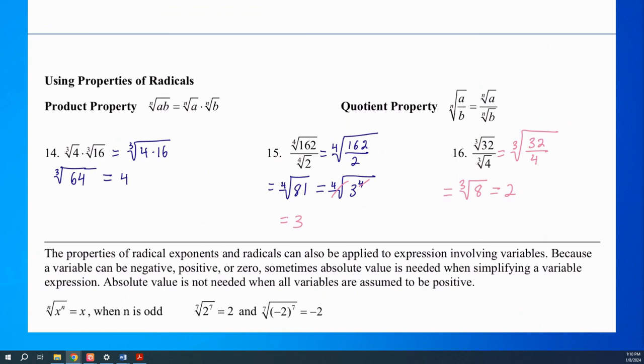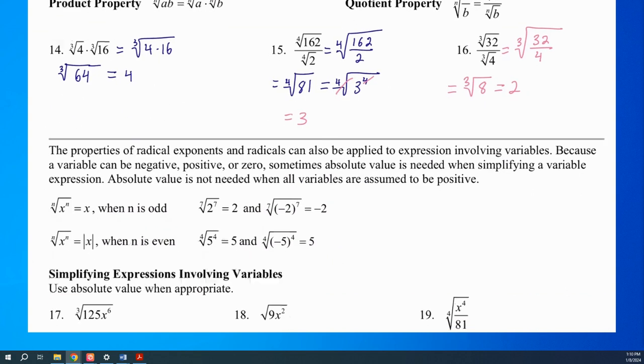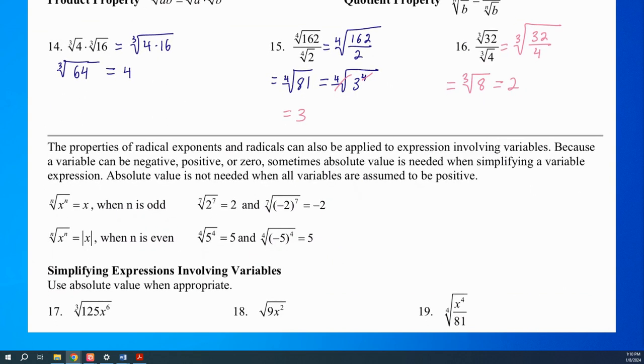I love you guys. Okay, so the properties of radical exponents and radicals can also be applied to expressions involving variables. Because a variable can be negative, positive, or zero, sometimes absolute value is needed when simplifying a variable expression. Absolute value is not needed when all variables are assumed to be positive.